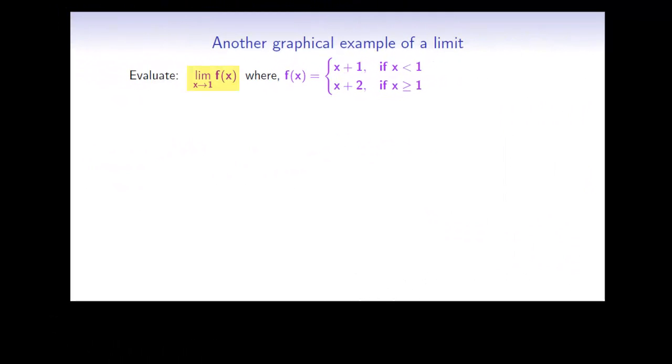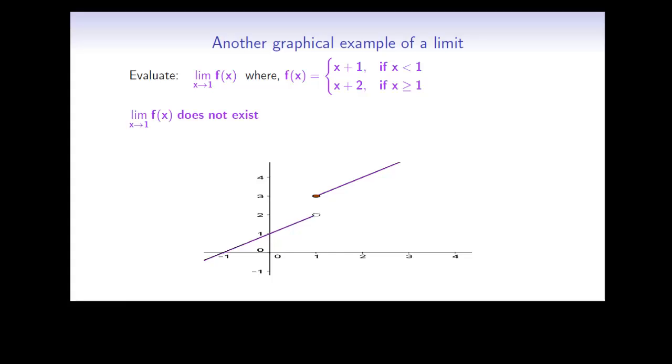In this graphical example, let's have a look at the limit of f of x as x goes to 1. Looking at the graph of this function, we see that there isn't a particular y value that the curve approaches as x gets close to 1. This means that this limit does not exist. For the limit to exist, there would have to be one particular y value that the curve approaches both from the left and from the right.